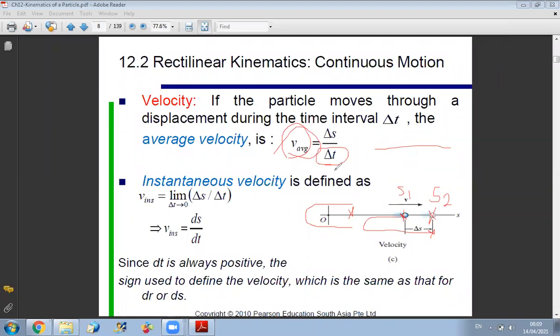Okay? Now, if delta t tends to 0, I will obtain the instantaneous velocity. The instantaneous velocity is given by a limit when delta t tends to 0 of delta s over delta t. So it's the derivative of s with respect to time.